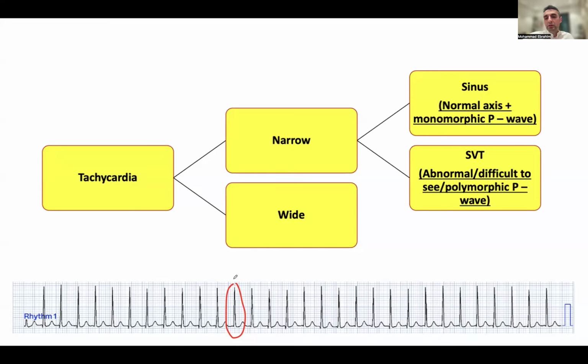And then in order to differentiate between both, you want to study the P wave. So you look at P waves, you hunt for P waves. If you don't see P waves that are obvious, or if the P waves are abnormal in axis, then this is SVT. If you see P waves that are normal in axis, that are monomorphic, then you can be suspicious of sinus tachycardia. But otherwise, if again it's difficult to see P waves, polymorphic P waves, abnormal axis P waves, then this is an SVT. What do I mean by a normal axis P wave?